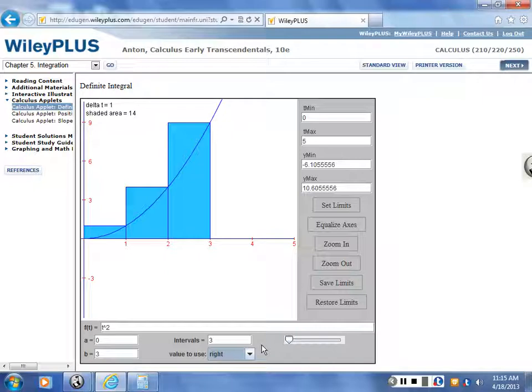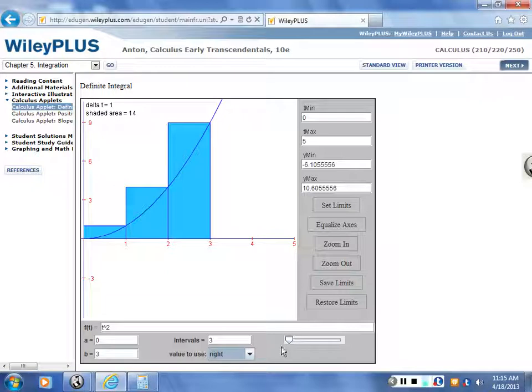If I plug in 1 to the function, my height is 1. My thickness is 1. So the area of this rectangle is 1 by 1. If I plug in 2 in this function, my height is 4. So this area is going to be 1 by 4. Right? This is an overestimation.